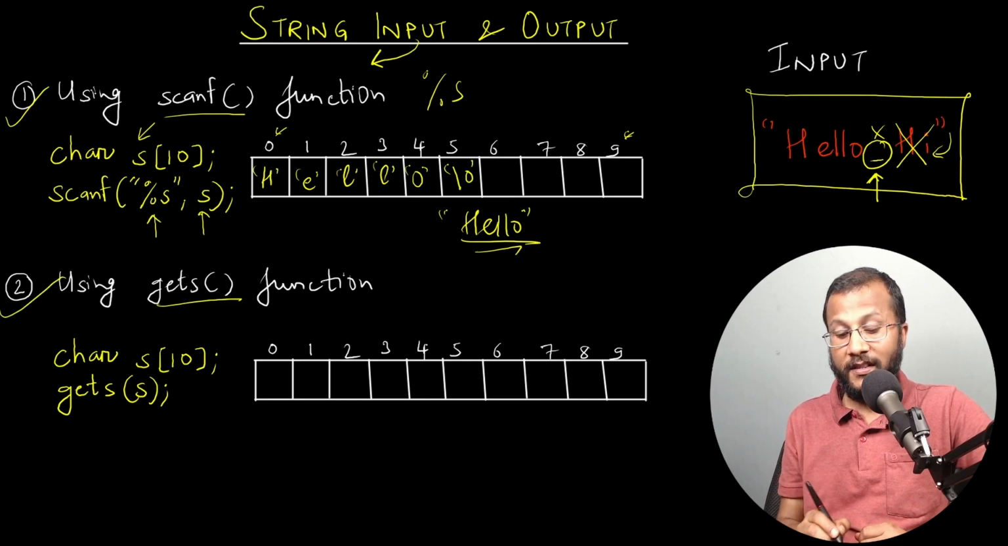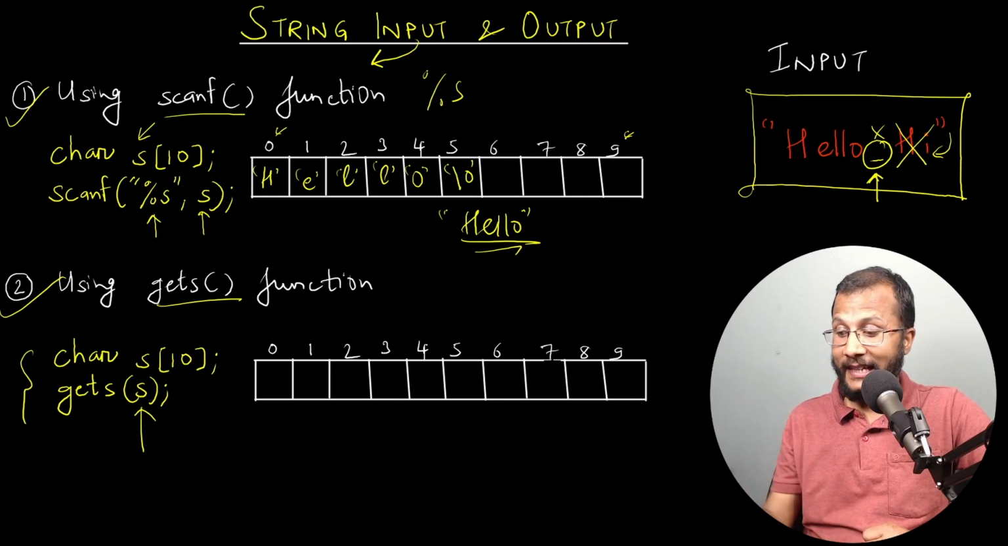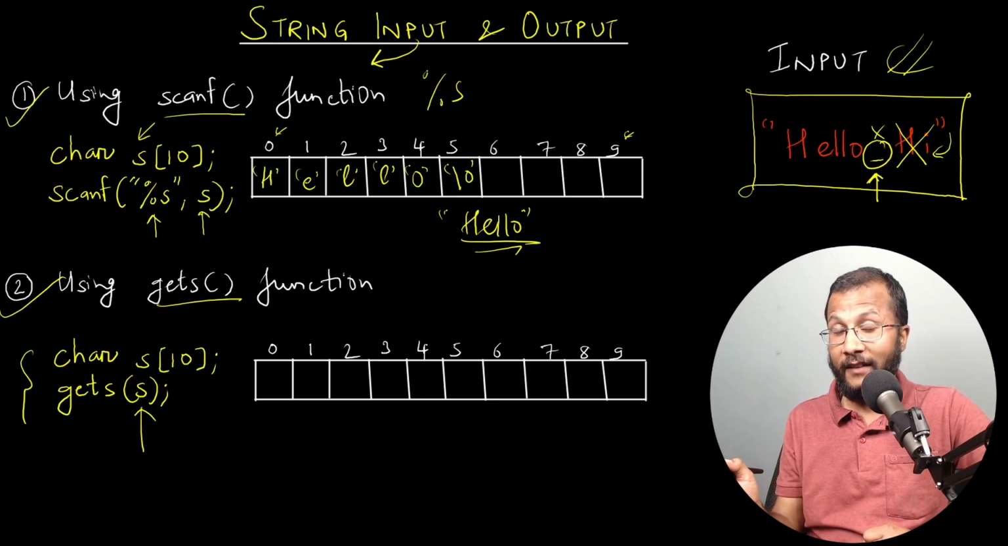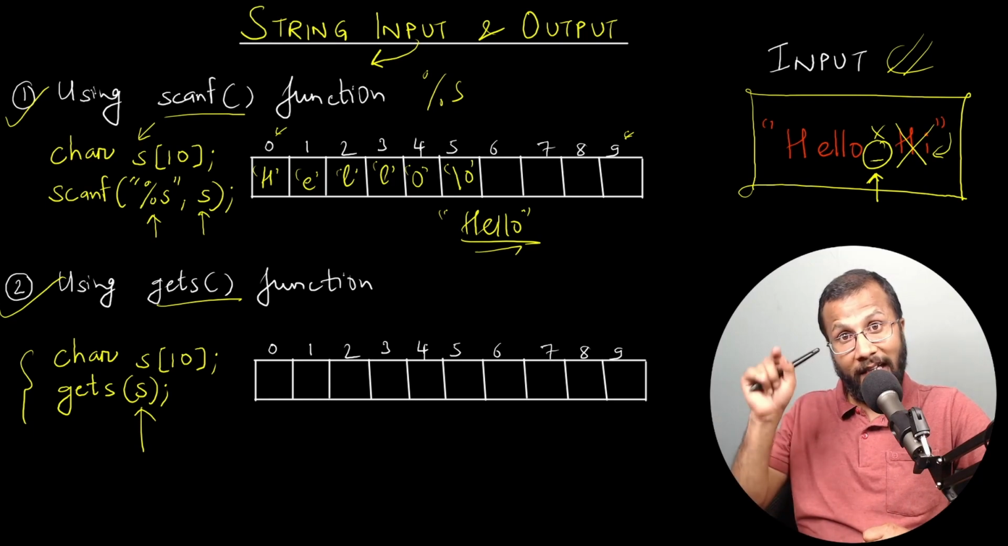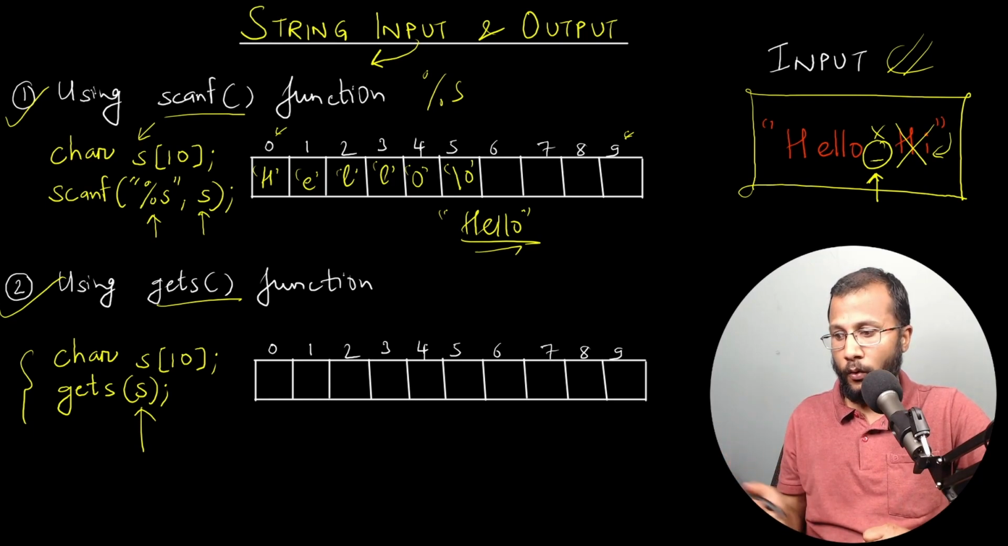gets is a function defined in the stdio.h header file. This is how you write gets: you just write gets and you give the name of the string. The name of the string here is s, which is capable of holding 10 characters, so the size of this string is 10. Now let's assume that the same input is provided to the gets function. It is going to read all the characters until it finds the new line character, or the enter key pressed from the keyboard. Here you encounter the enter key, so it will read all these characters and store them in the array.